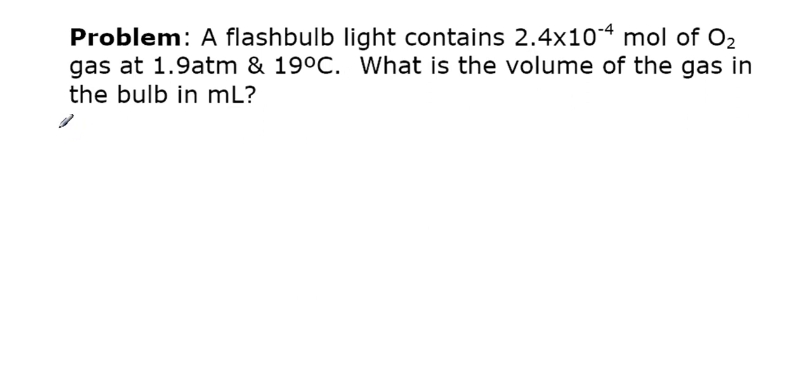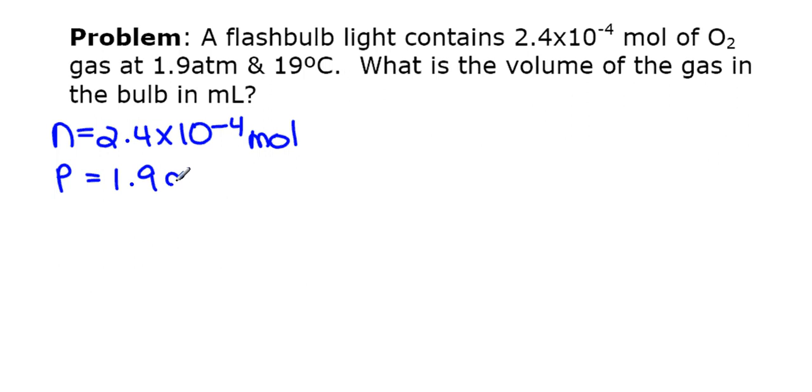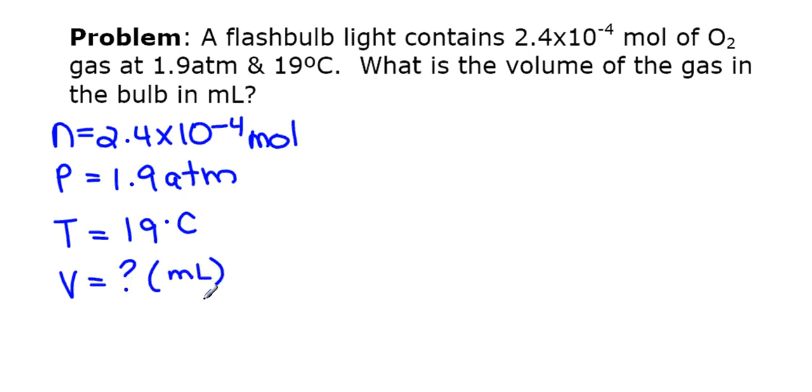So let's start writing down our variables. We've got 2.4 times 10 to the negative 4 moles of oxygen gas. Our pressure is 1.9 atmospheres. And our temperature is 19 degrees Celsius. And what we're trying to solve for is the volume. We want our final answer to be in milliliters. When you look at these variables, moles, pressure, temperature, volume, that's where we have to think, okay, I've got to use the ideal gas law.